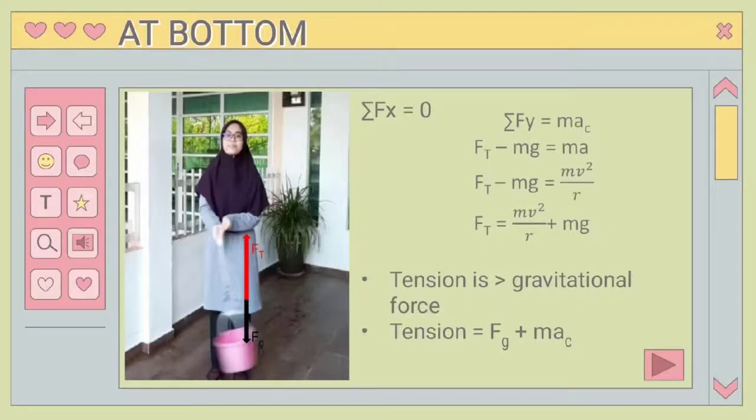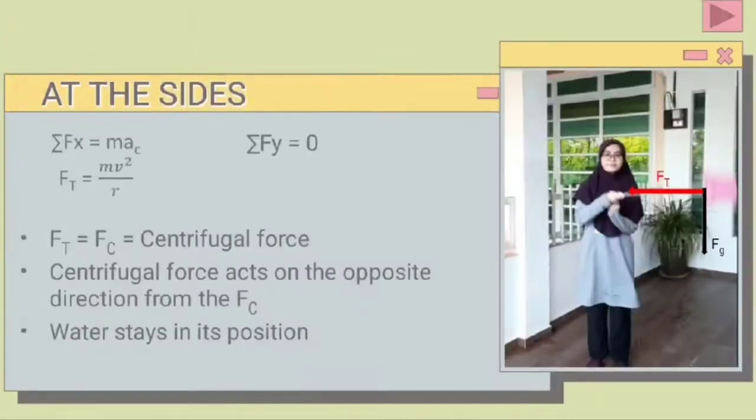According to this formula, tension is equal to F_g, which is mass times gravitational acceleration, plus the centripetal force, which is mv squared over r. Because tension is greater than gravitational force, the water would stay in the pail.